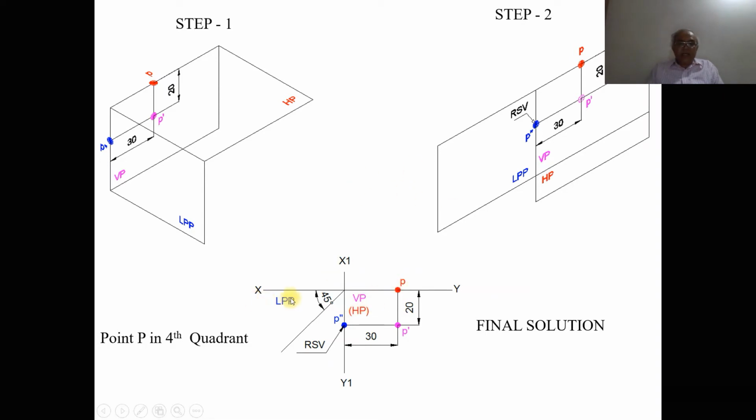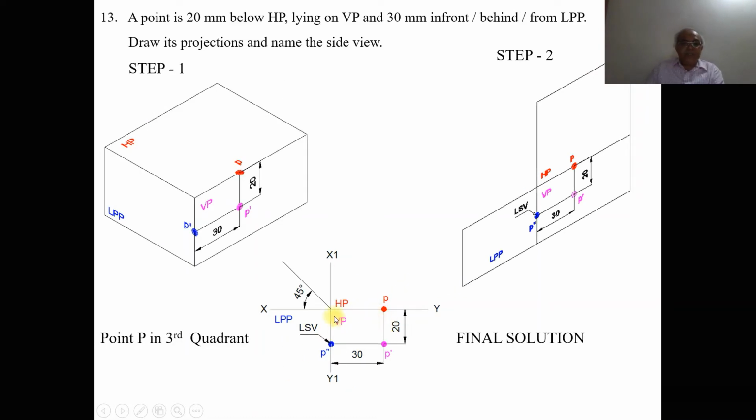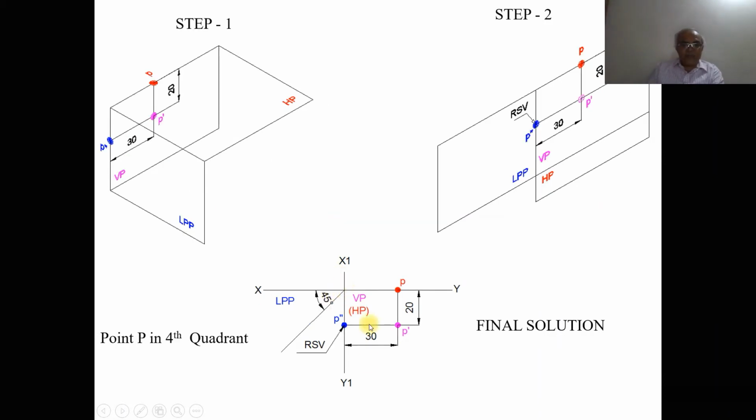Then draw a 45-degree line adjacent to HP. In the earlier case, we drew this 45-degree line here because HP is above the XY line. But in this case, HP is below the XY line, so you have to draw the 45-degree line adjacent to HP always.